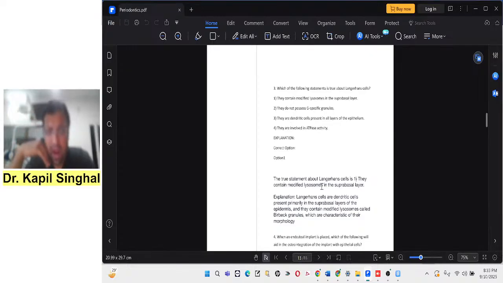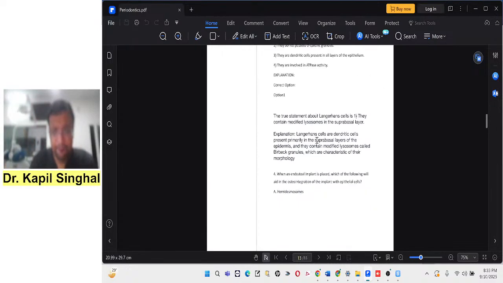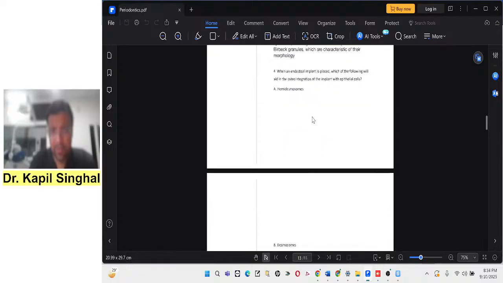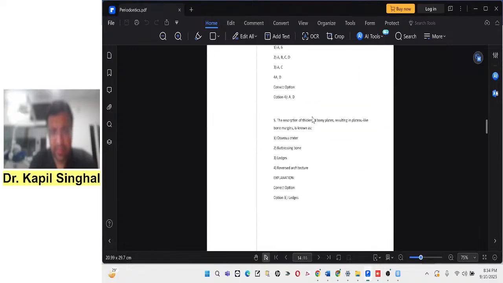Out of these options, I would say option A is completely correct. That is, they are modified lysosomes that are present in suprabasal layers. So option A is correct here. This question we have already done.